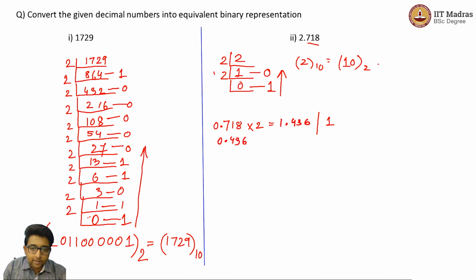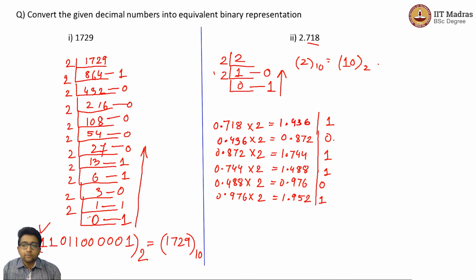We will take the fractional part separately and we will multiply again 2 with it. So whatever result we get, that is equal to 0.872. Now here you see the fractional part is 872 and the integral part is 0. So we separated that out and we get 0.872 into 2 again, and we get 1.744. Continue the process like this.